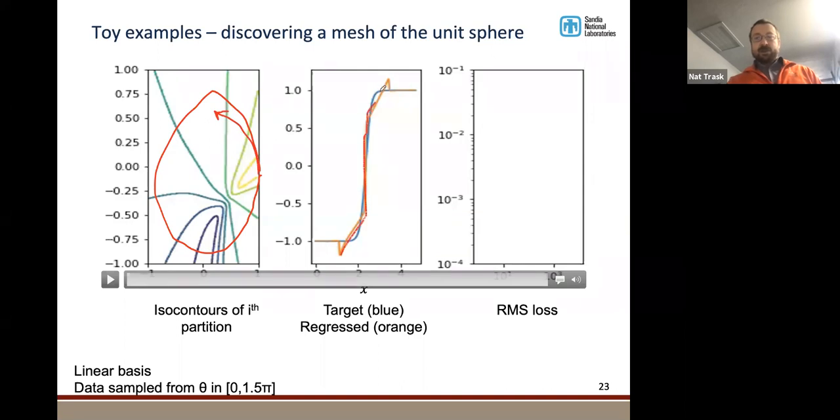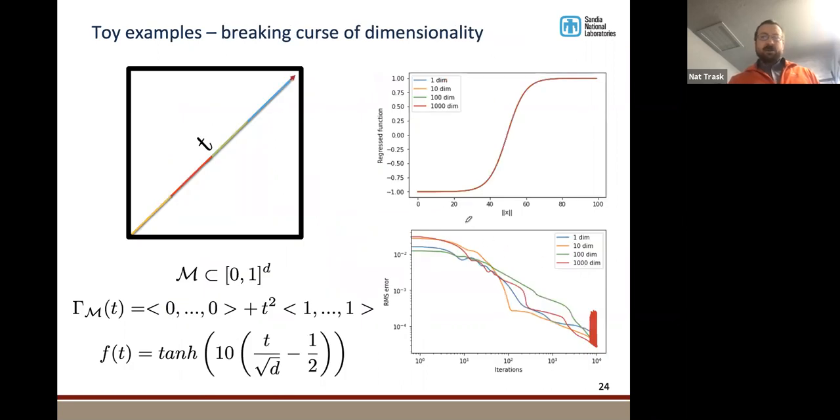We're trying to approximate this tanh function. And over time, what it'll do is it'll adapt both the local coordinates and the partition simultaneously. And if this video is working, it would be converging down to like 10 to the minus 4, 10 to the minus 5. Okay, so just to make it super explicit that this does break the curse of dimensionality.